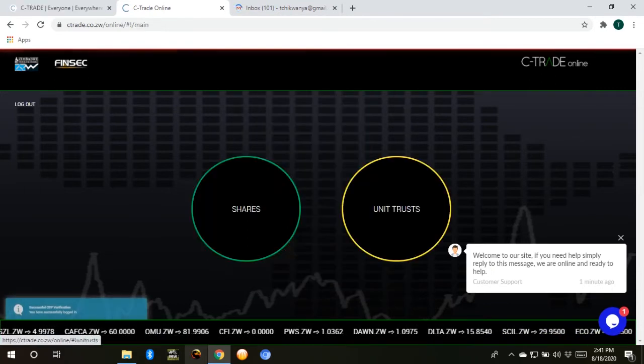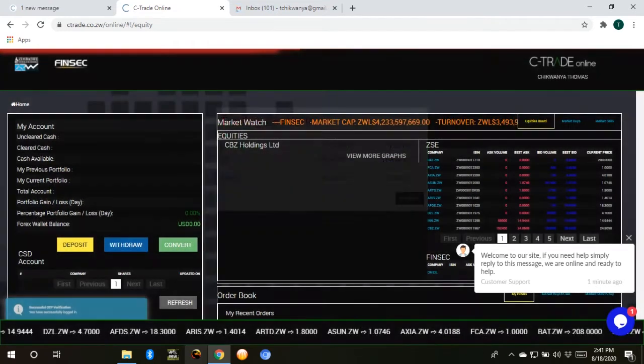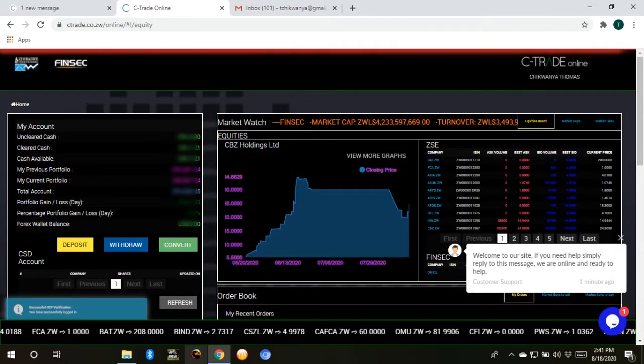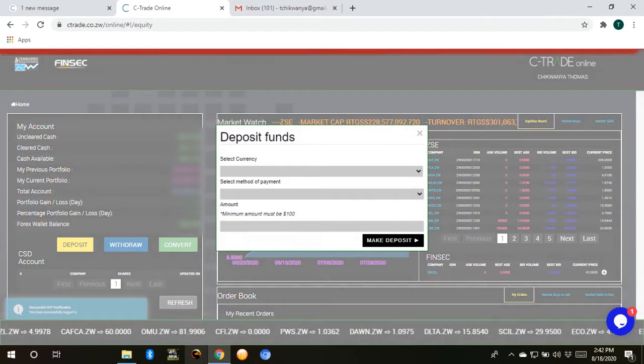After that, you see the trading sessions. The market is closed. Once you close this pop-up box, you can see that there's a blue icon which you can use to communicate with Ctrade. The first thing that you want to do is to deposit your money.